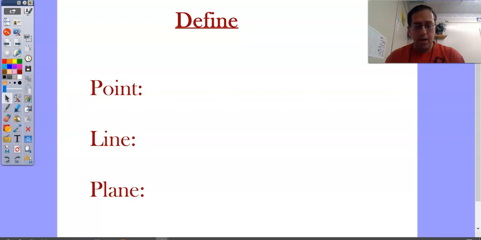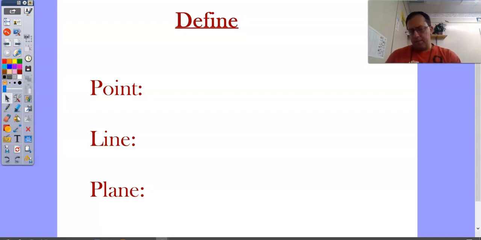Let's start with point. If you said that a point is a dot, you are technically incorrect. A point is not a dot. A lot of times we will use a dot to represent a point, to draw the point, but that's not what a point is. Just like the words Mr. Barnett is something that represents me, it's not me. It's just some words. The dot is just a dot. We're going to use it to represent a point, but it's not a point.